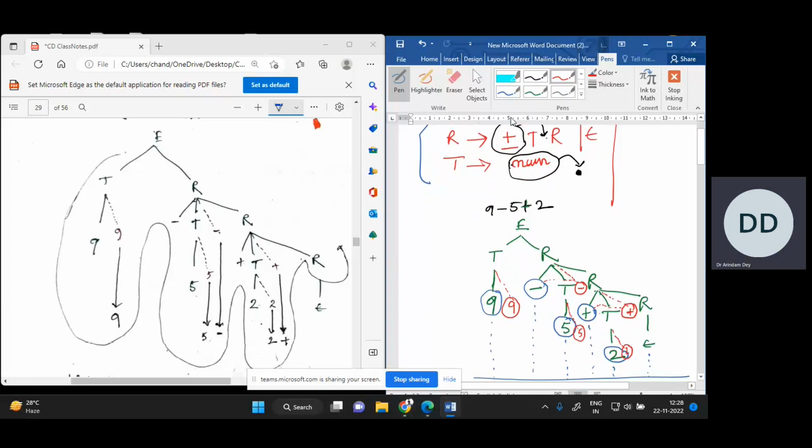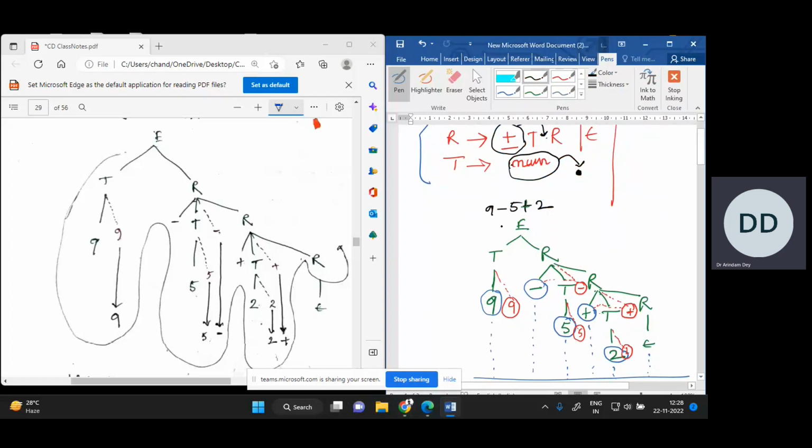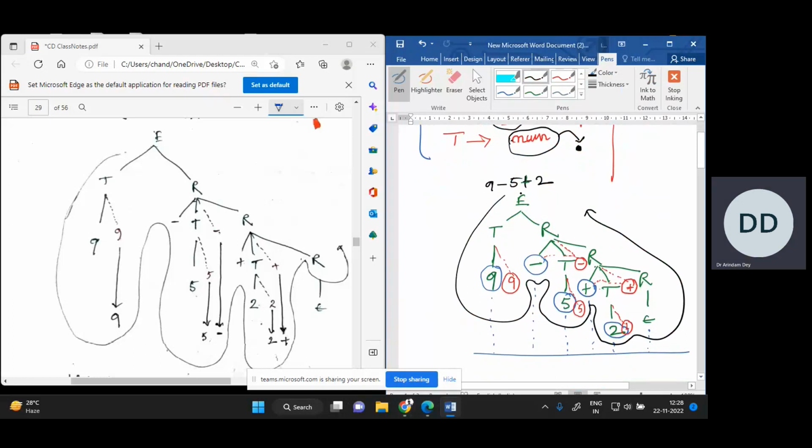In order to evaluate the value of the tree, let me check whether any more inks are available. Okay, black is available. You need to start from here and check where you can reach. In this way you need to approach, then in this way, and finally you can evaluate the tree. This is how you should evaluate. So 9 minus 5 plus 2 was the expression. Once I move from here to here, I am getting the red color 9.